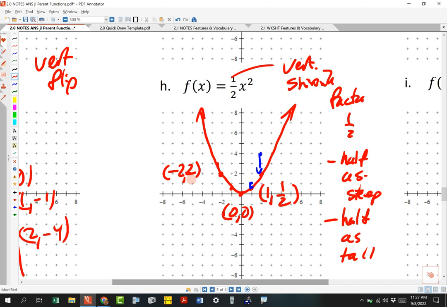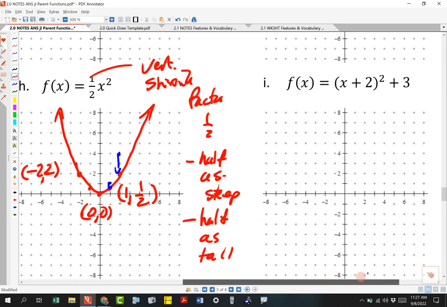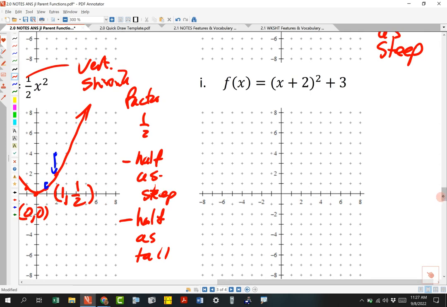So please don't forget this, because this really comes back to bite people if they don't. The reason those points are on the graph is because they work in the equation. And if they work in the equation or the function, then they're going to be on the graph. What we're doing is we're taking a shortcut. We're kind of memorizing the shape and then saying, hey, I know what to do with this.